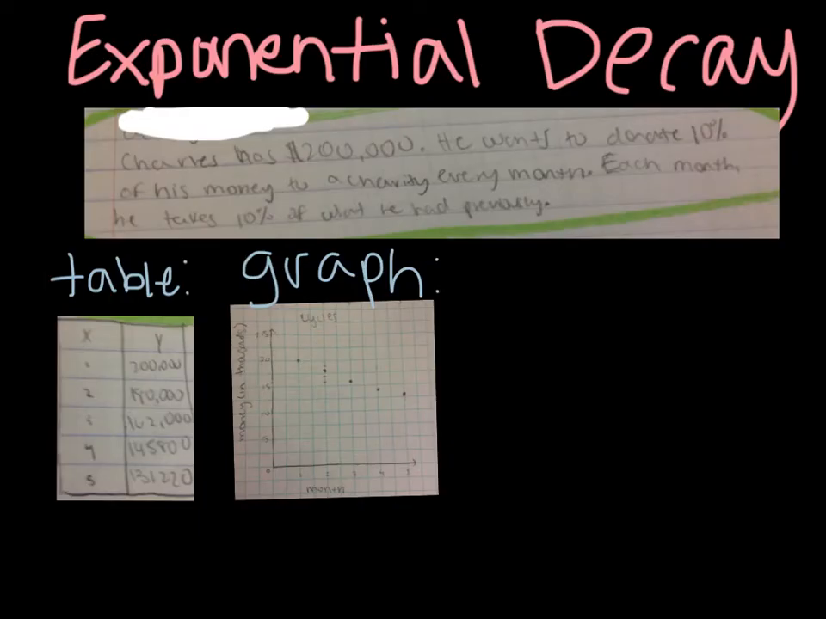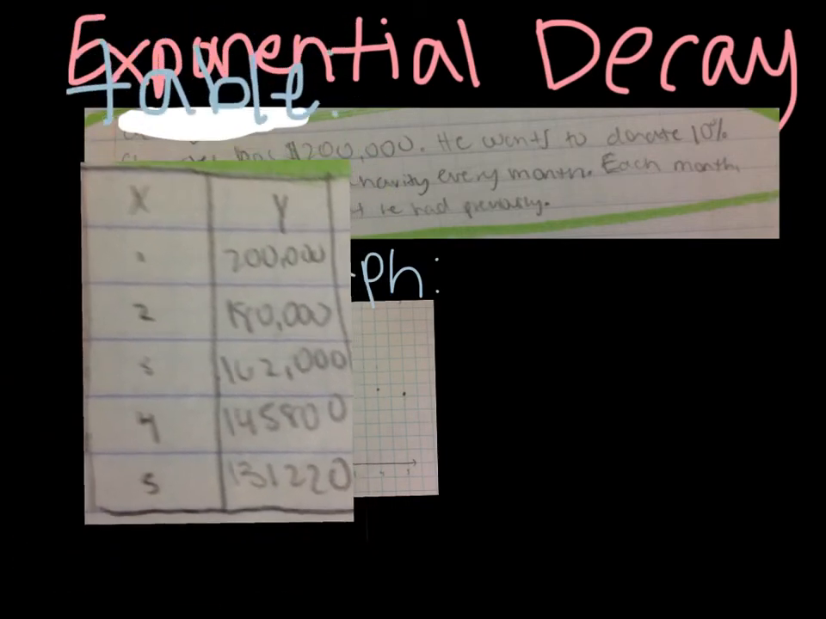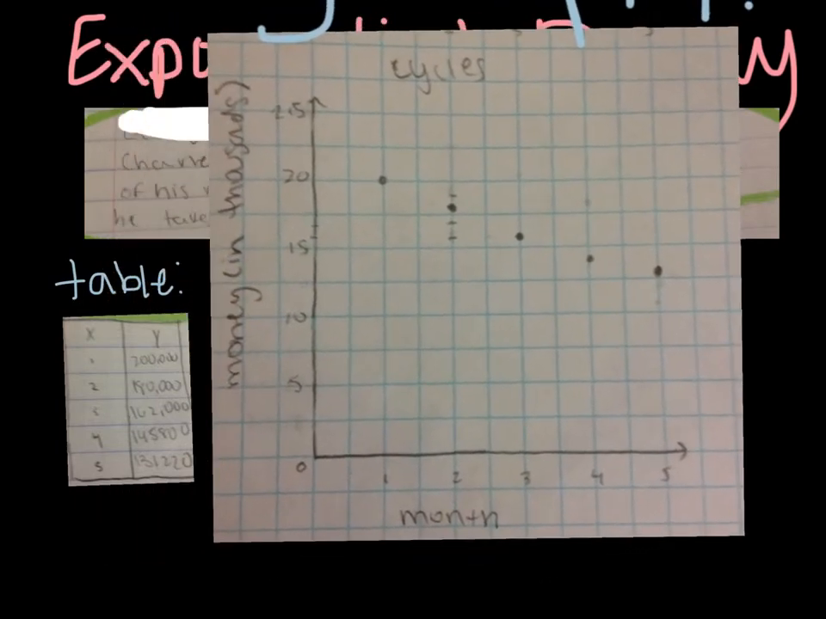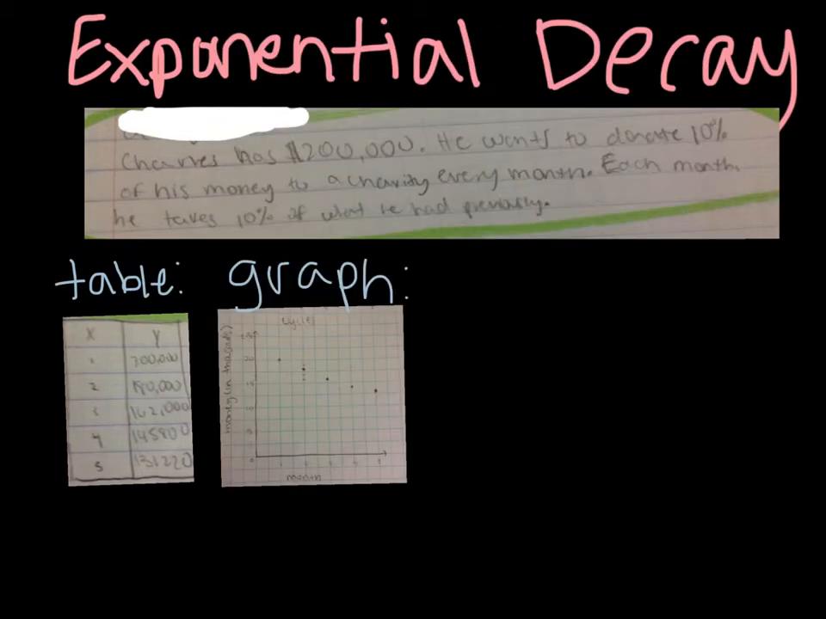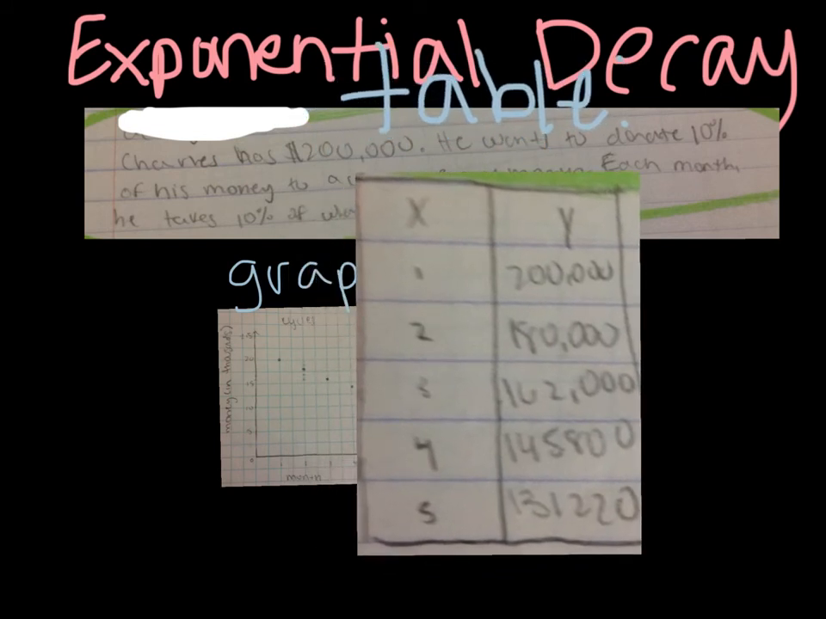Charles has $200,000. He wants to donate 10% of his money to a charity every month. Each month he takes 10% of what he has previously. This is what the table should look like. And this is what the graph should look like. On the x-axis we have the month, and on the y we have the money in thousands. In the table, you can see that each month it gets smaller by 10%.